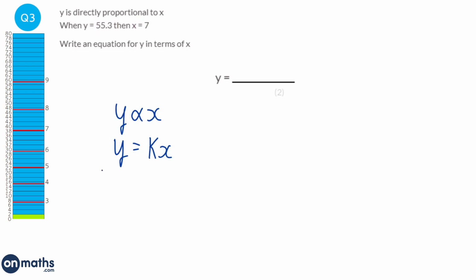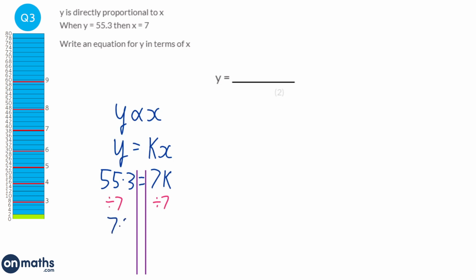So y is 55.3 and x is 7. So it would be 55.3 equals 7k. We're just going to put our lines in and solve this. So it's going to be divide by 7 both sides. And 55.3 divided by 7 is 7.9. And that's what k is. So we're going to rewrite this formula here: y equals 7.9x, and that is actually our answer.